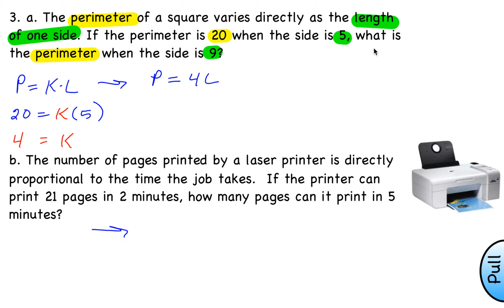Now we can solve the second problem. It says, what is the perimeter P when the side is 9? So we're going to plug in 9 for L. We get P equals 4 times 9, or 36.